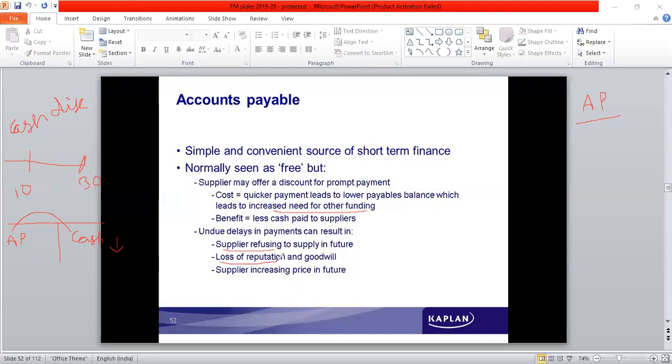Supplier refusing to supply in future, the business reputation gets affected. Loss of reputation and goodwill, then supplier increasing price in future. Because the trust part of it is gone, the supplier will charge higher prices for the material because they no longer trust that the company would make the payments promptly. To get some benefit out of it, the supplier also can increase the price in future.